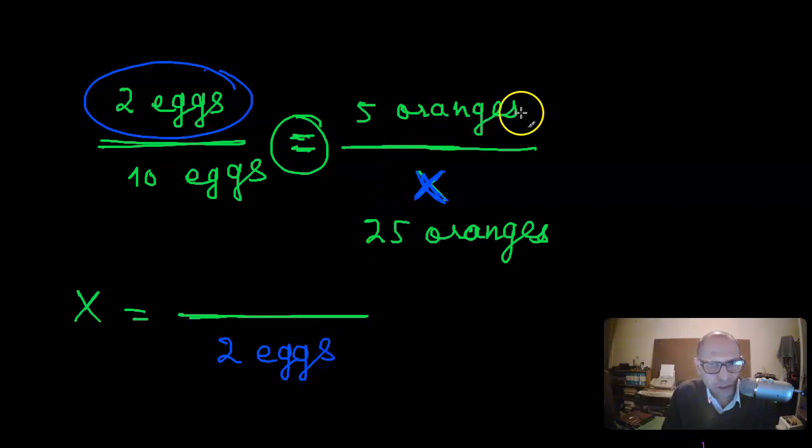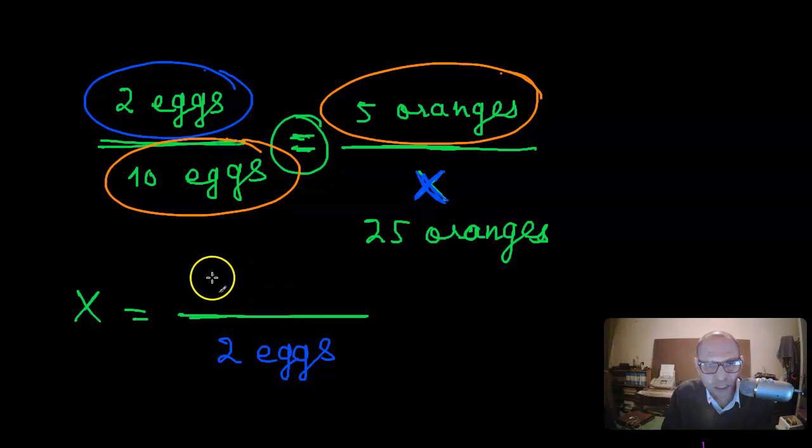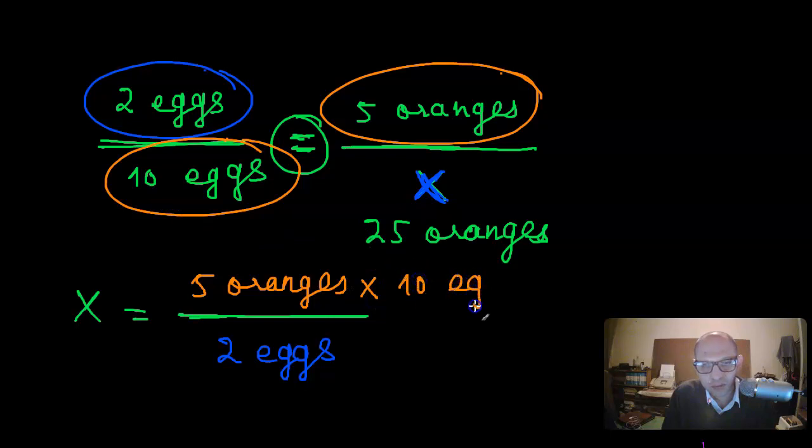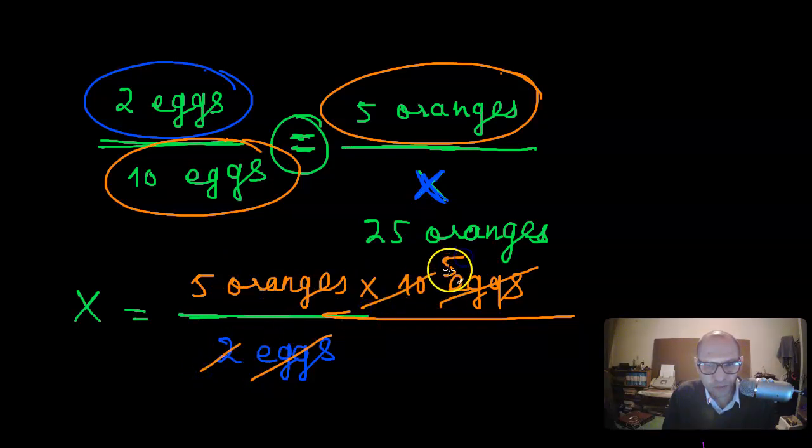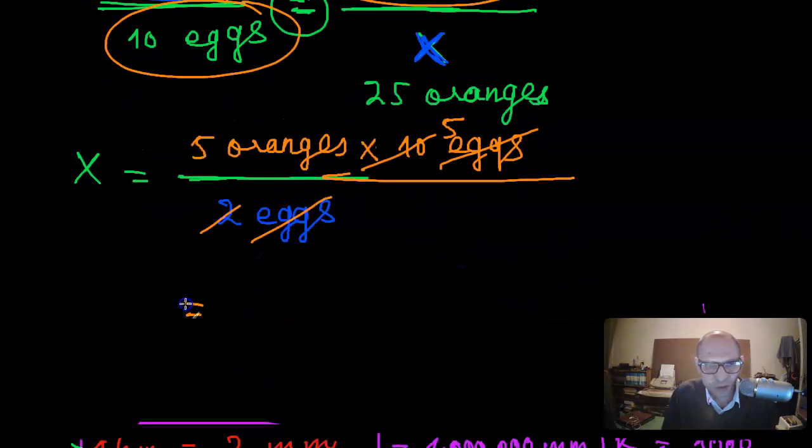And then you have these two, 5 oranges and 10 eggs. These two have to be multiplied together in the numerator. So you have 5 oranges times 10 eggs. Now, eggs and eggs you can cancel out. And then 10 divided by 2 is the same thing as 5. And 5 times 5 is the same thing as 25. So this is 25 oranges.